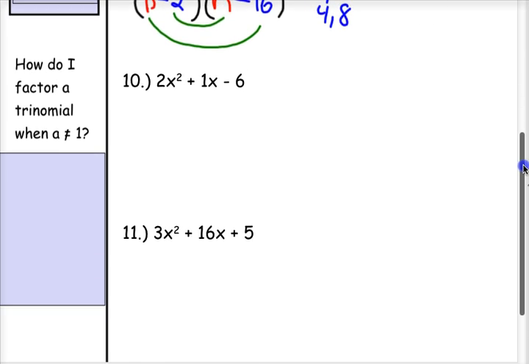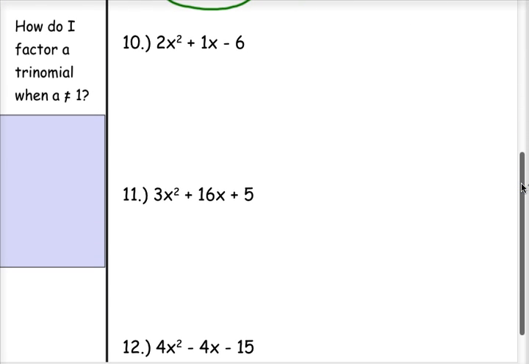So moving right along. So what happens when they get more complicated? All right. What happens when now the a, or the square term, is not by itself? A is not equal to 1. But we're going to start exactly the same way.